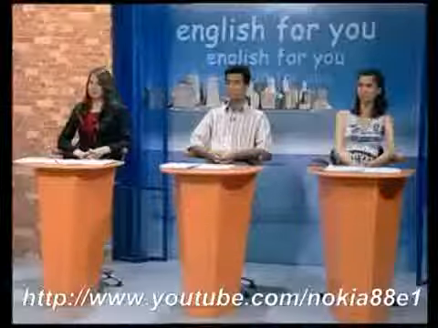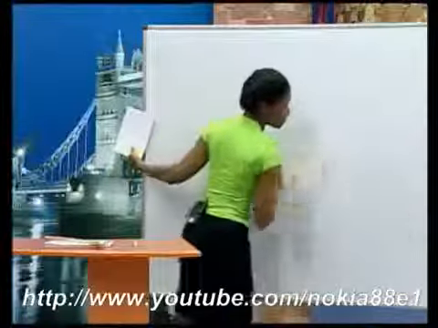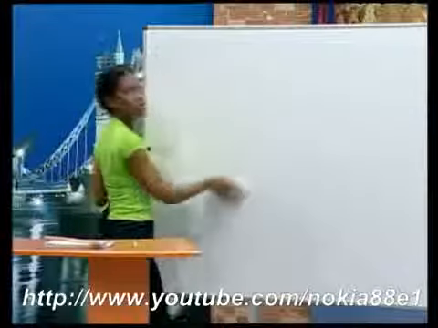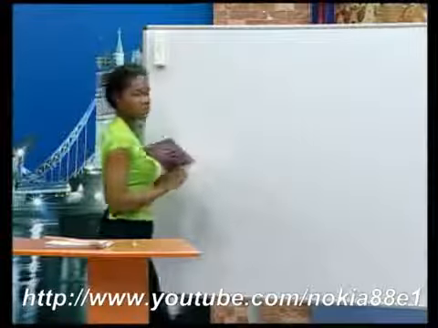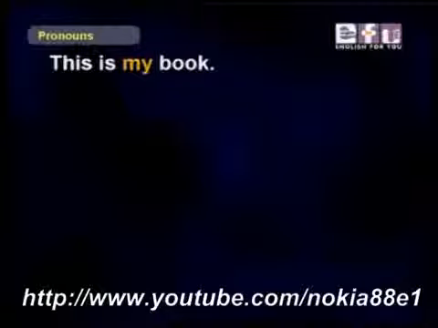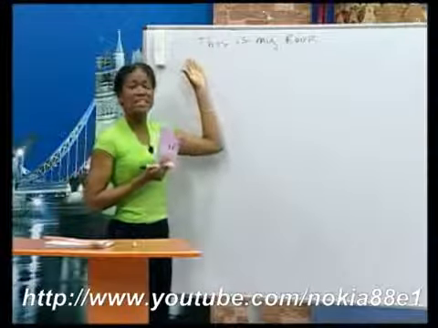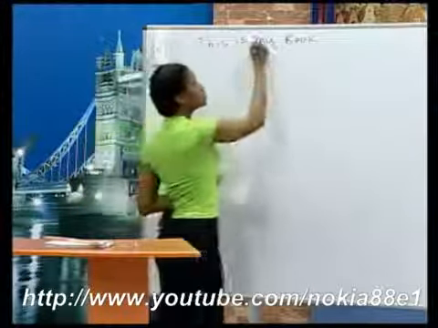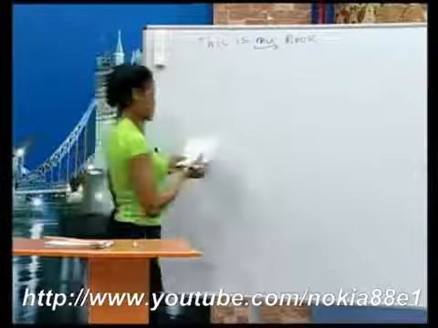Possessive adjectives, the next group. Now remember, a possessive adjective must be followed by a noun, the noun that it modifies, the noun it describes. Okay, this is my book. What book? We use a possessive adjective to tell us what book. My book.